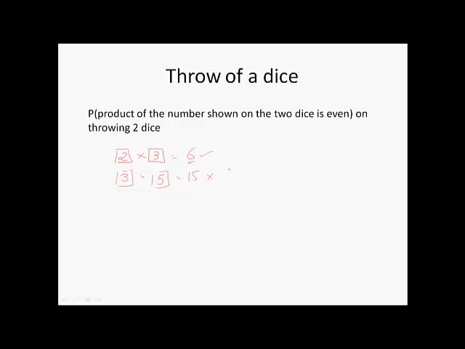So all in all, what is the product of the number shown on the two dice? Or rather, what is the probability that the product of the number shown on the two dice is even? So first of all, there are two dice. On one die, 6 total outcomes. So 6 multiplied by 6, there will be a total possibility of 36 different outcomes. Out of these 36 outcomes, how many of them would be favorable to us?